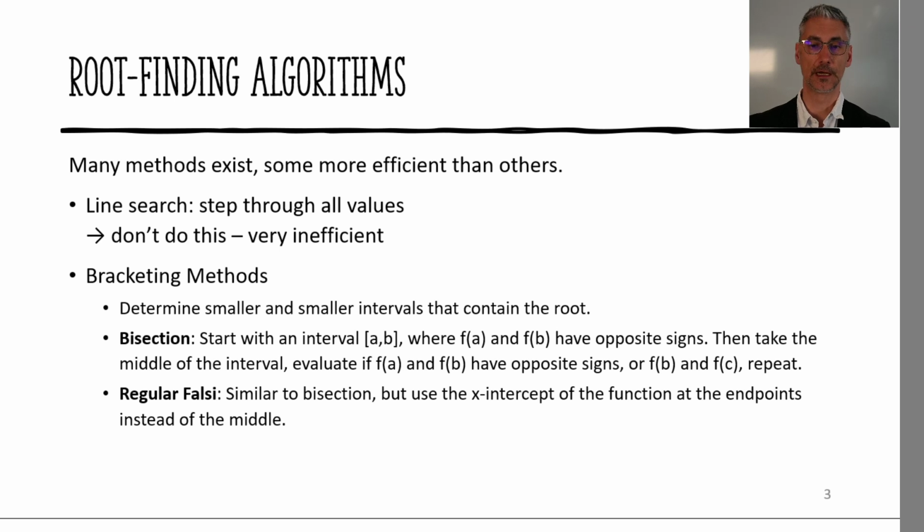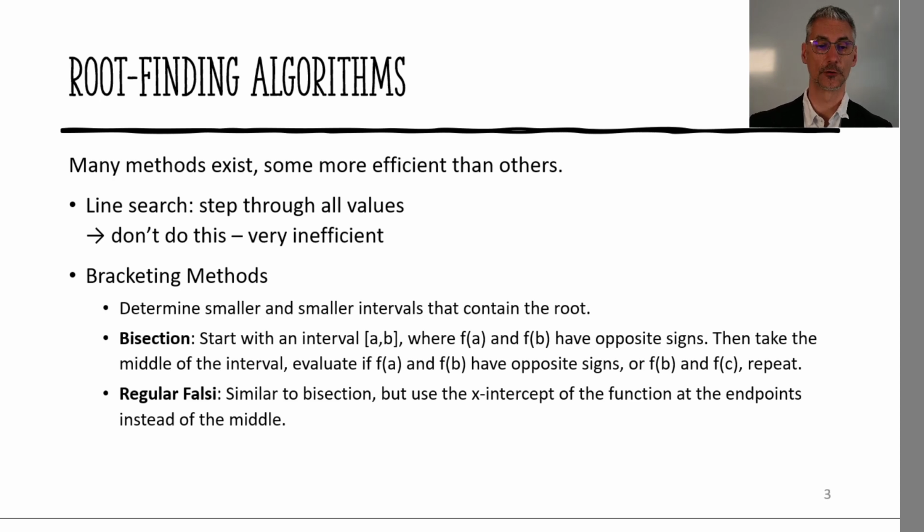There are many root finding algorithms, some are more efficient than others. So for example, we could of course step through all the values, but please don't do this, this is very inefficient. So there are bracketing methods, right? We want to determine a smaller and smaller interval that contains the root, so the point where it crosses the x-axis, and then we stop when we've reached a given accuracy or are at a given tolerance.